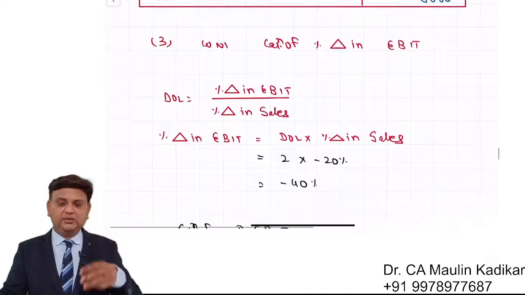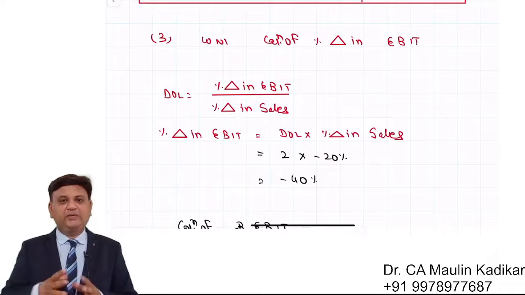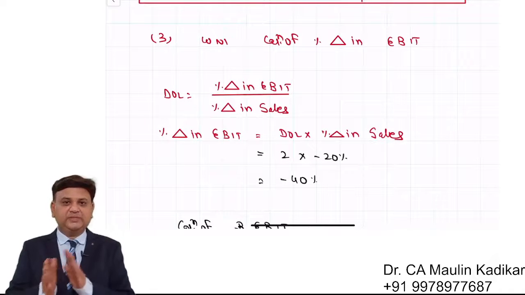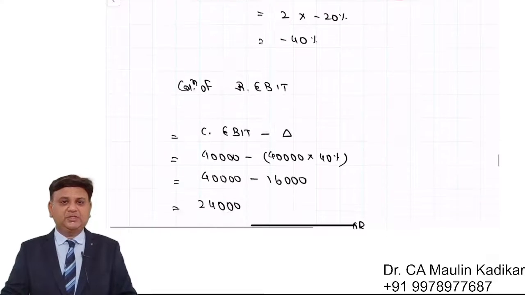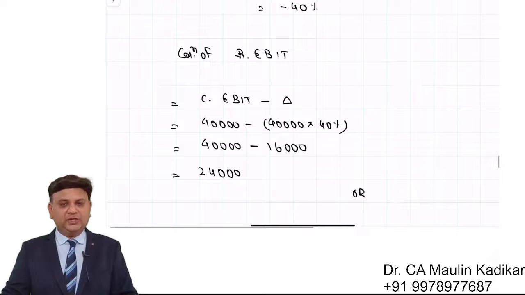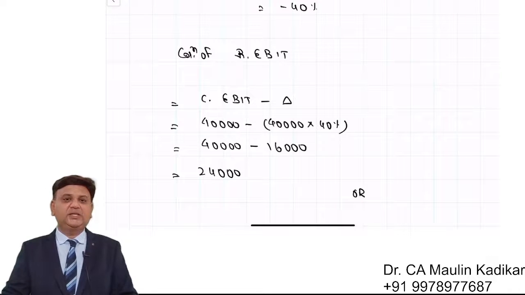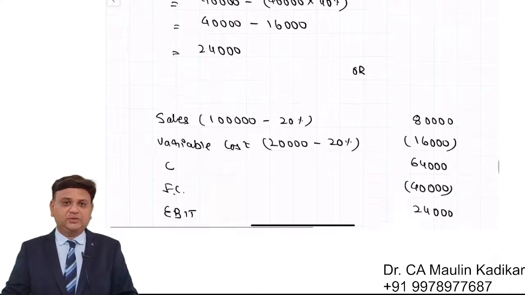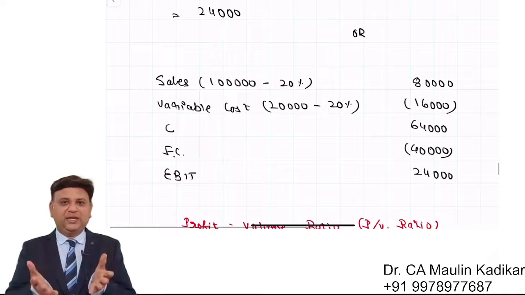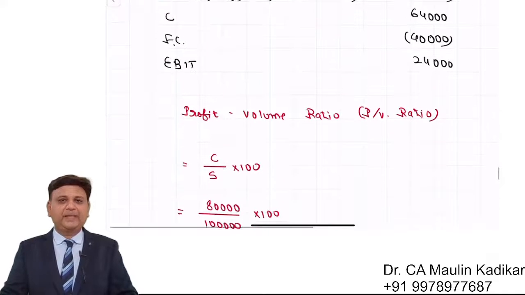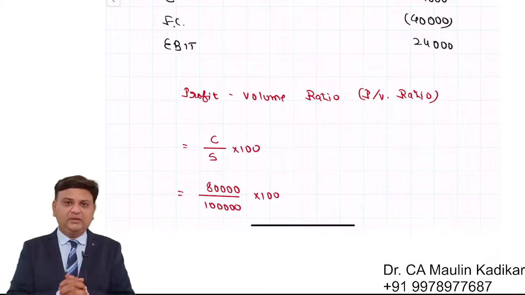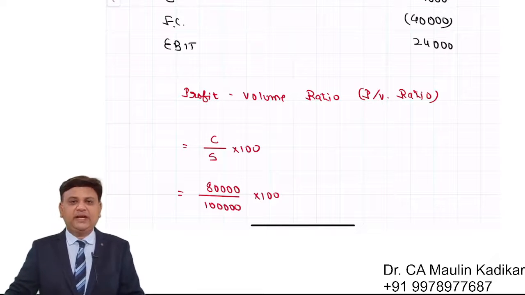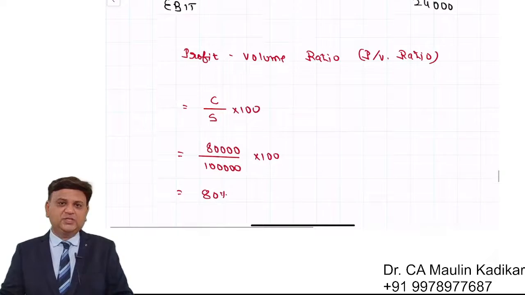In the third question, sales is falling down by 20%. So 20% into 2, that is a reduction in the EBIT by 40%. So 40,000 minus 40%, it decreases to 24,000. Or again you can have a table. Then profit volume ratio is a simple answer, contribution upon sales into 100. And dear students, it can be calculated at any sales level, it is going to remain the same.